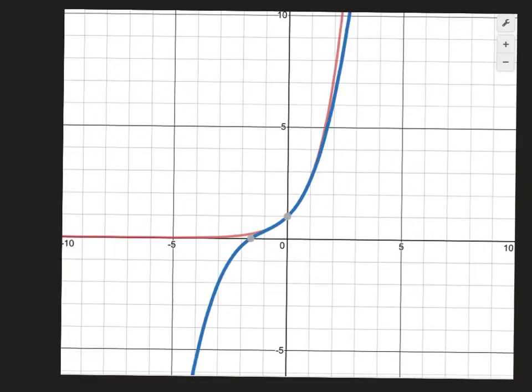Now, if we compare the polynomial graph with e to the x, you'll see that this is a lot closer. It's a lot closer to what e to the x actually looks like. Really good here, not so good here, but better than just that line of 1 plus x.